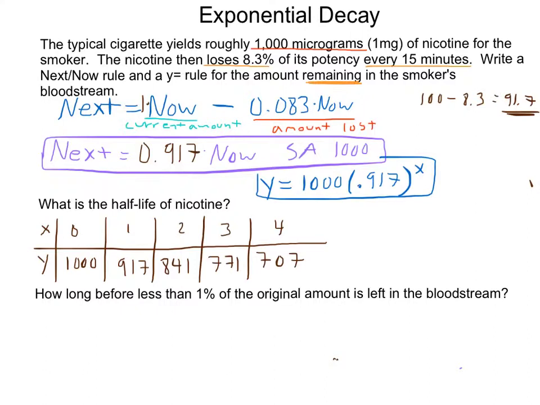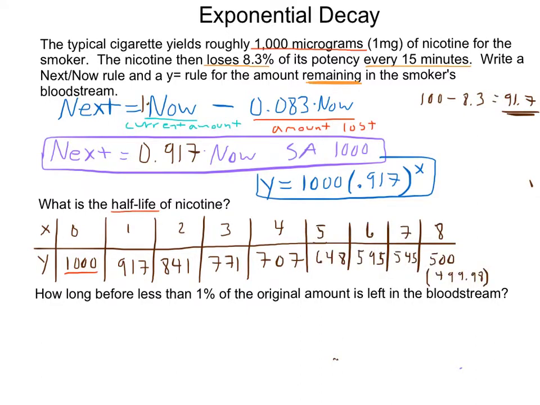So I see here after 4, I'm still at 707, and that's not where I need to be. I need to get all the way down to half of this original amount of 1,000. I need to get to 500. So this table has to keep going. Fill in a little bit of that. All right, so I see that to get to that half-life, I have to go all the way down to the 8 here, where it's actually at 499.98. Just under 500. So I need to go to the 8.